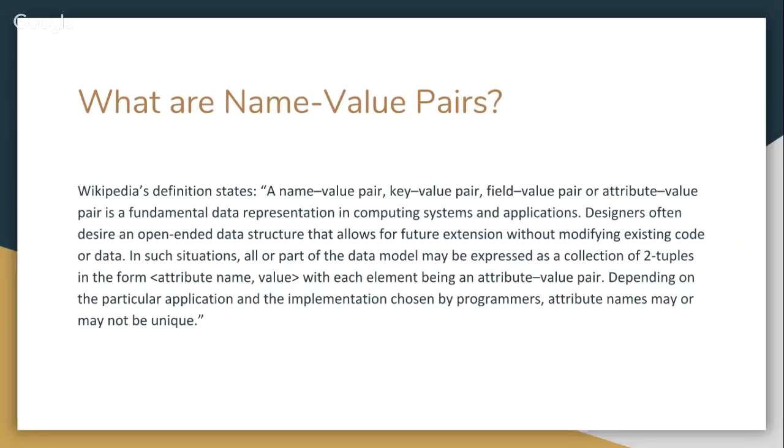Designers often desire an open-ended data structure that allows for future extension without modifying existing code or data. In such situations, all or part of the data model may be expressed as a collection of two tuples in the form of attribute name, comma, value, with each element being an attribute value pair. Depending on the particular application and the implementation chosen by programmers, attribute names may or may not be unique.